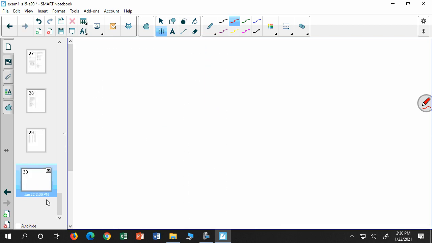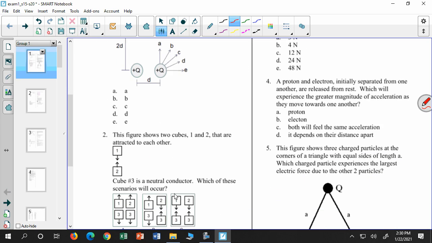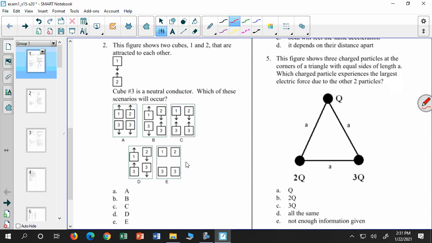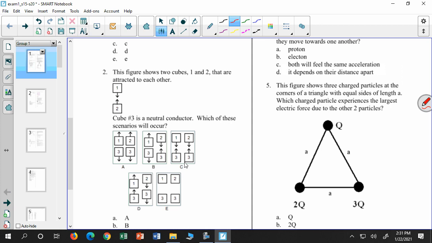Oh, that's the last one. Let me go back up to the top. Like number 2. Is that one of those types of problems where I'm looking to figure out what are the charges? Regardless, number 2 is a good question. Can we do number 2? And then we'll go through it.